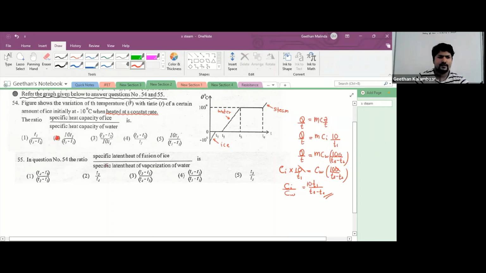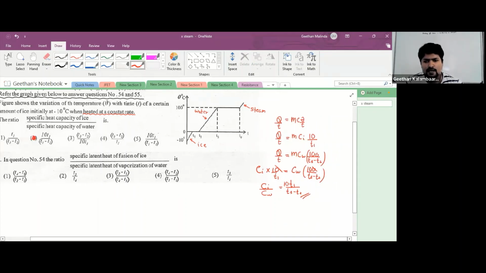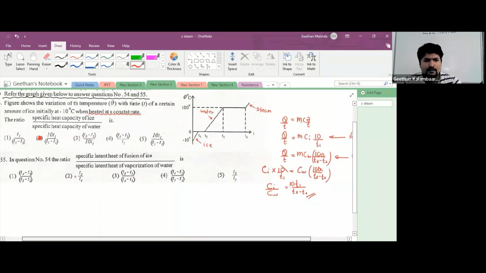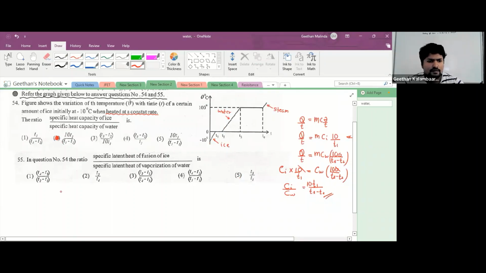And for 45th, specific latent heat of fusion of ice and specific latent heat of vaporization of water. So we applied this here for ice and this for water, and we are doing the application again for ice and water at these points.